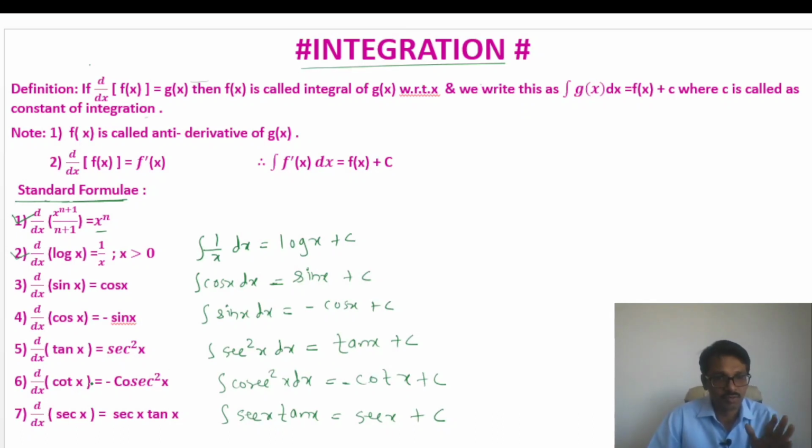If we take the derivative of cot x, we get minus cosec square x, but if we take the integration of cosec square x dx with respect to x, we get minus cot x plus c. If we take the derivative of sec x, we get sec x into tan x, but if we take the integration of sec x into tan x, we get sec x plus c. This is a standard formula.